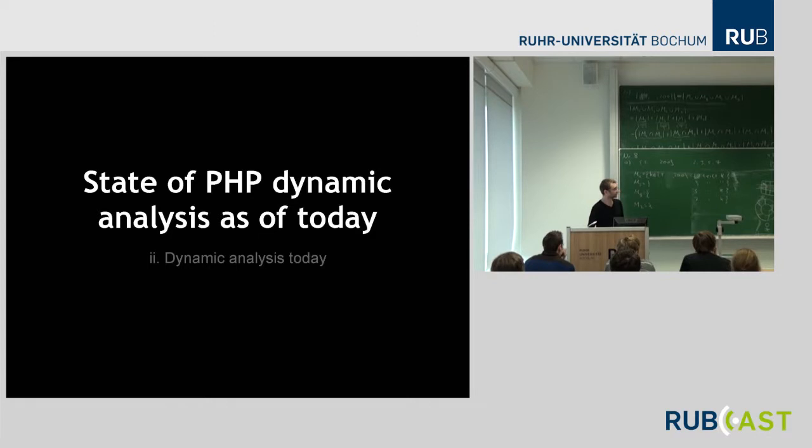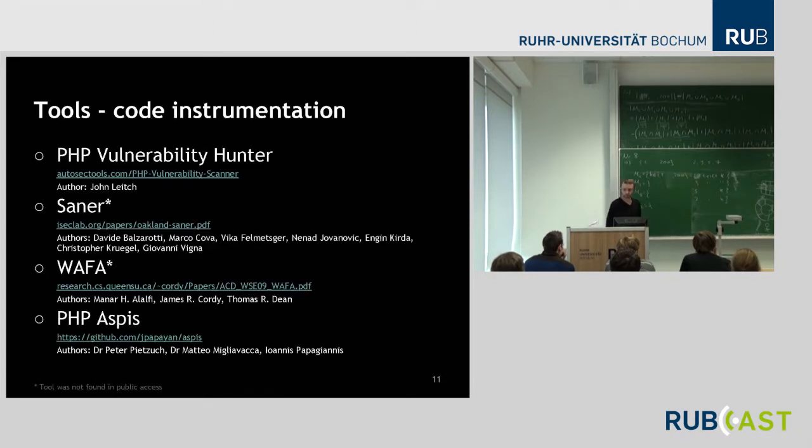So, which tools can you actually use today for your dynamic analysis? Code instrumentation. Not all of these tools do pure code instrumentation, because it may not be sufficient, but let's take a look. So, PHP Vulnerability Hunter. This tool is for Windows. It has a nice GUI. It's actually a fuzzer. It instruments source code, then statically analyzes it, then dynamically, and it provides you output of potential security issues.